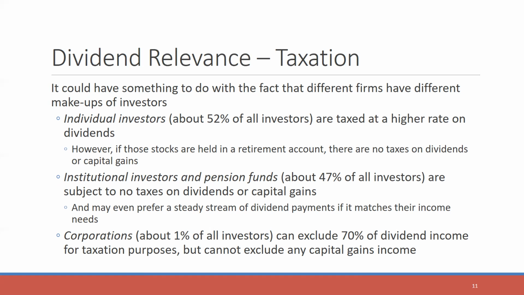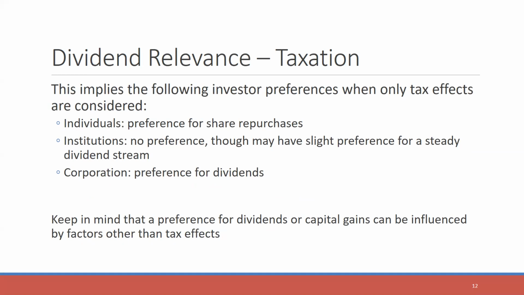And corporations, which are responsible for about 1% of all investment, can exclude 70% of dividend income for taxation purposes, but cannot exclude any capital gain income. So hopefully it's intuitive that if firms have different types of investors, then they may have different preferences for dividends. So even though the dividend is going to be taxed at a higher rate, if a large portion of your investors are institutional investors or pension funds or other corporates, then the importance of the dividend tax may not really factor in. This implies the following investor preferences when only tax effects are considered.